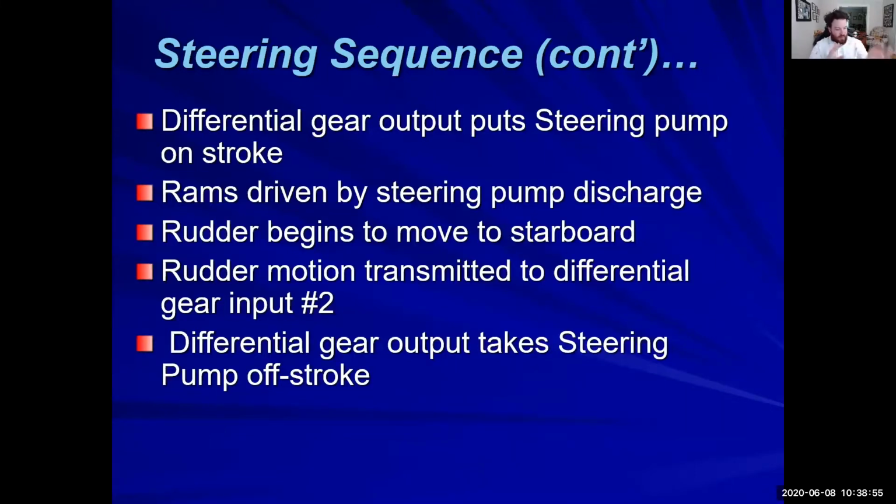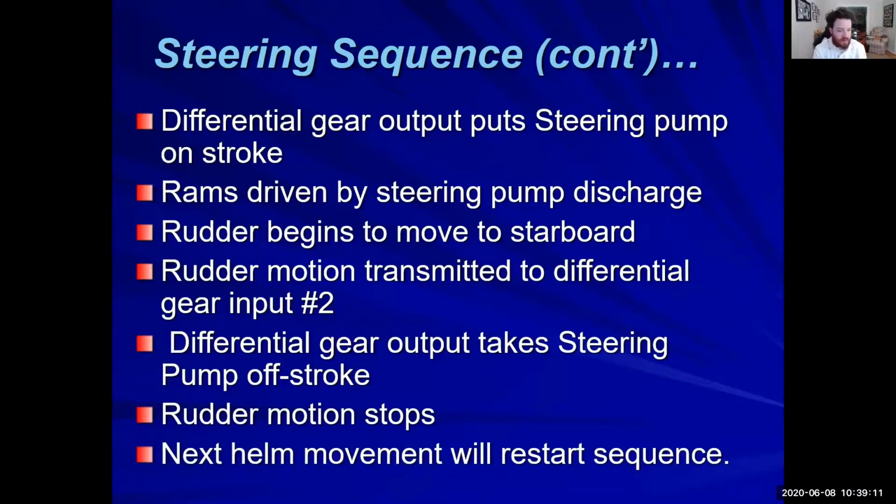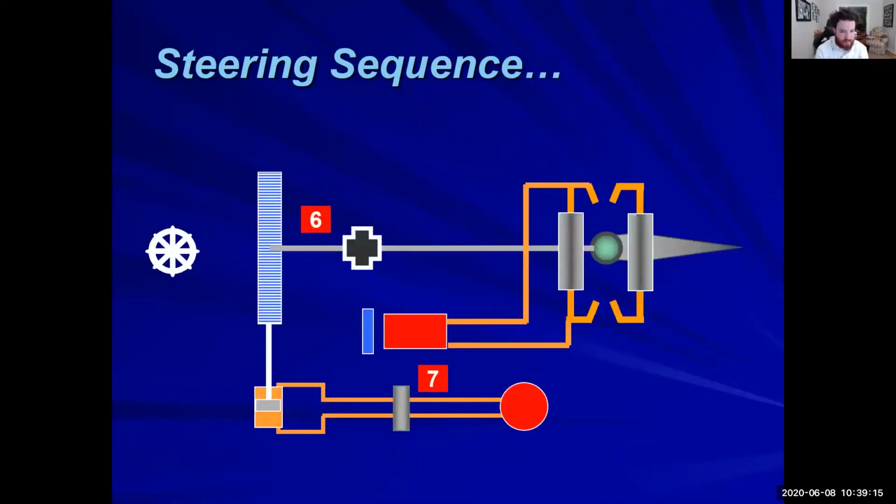The yoke rotates back up and goes to its neutral position, moving our tilt plate back into its off stroke, and the rudder motion stops. Then everything is just going to restart the next time that helm moves. So let's look through the pictures.